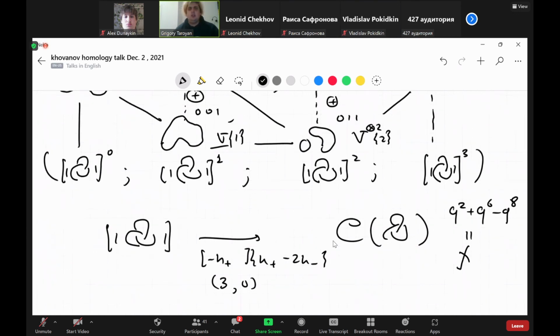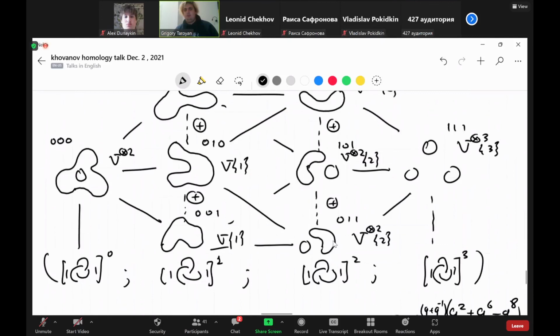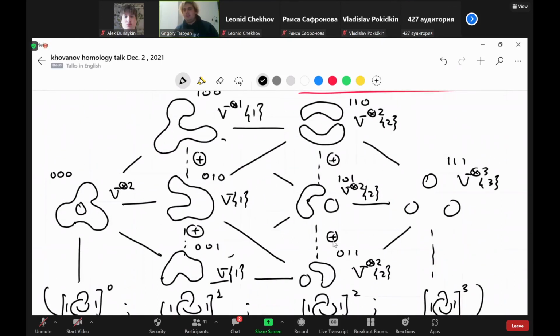I think not exactly this. It's not Q plus. It should also be multiplied by this thing right here. So that's the Euler characteristic of our complex here. I don't know. Maybe it's not the best example of computation, but that's the one I have. I mean, here you can at least see how we construct this cube and this complex from which we compute Khovanov homology.